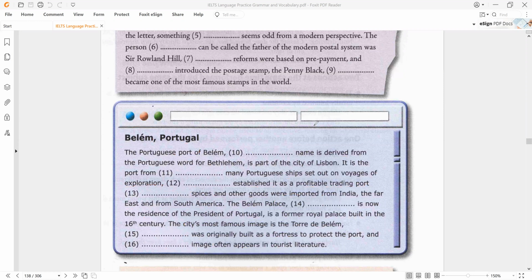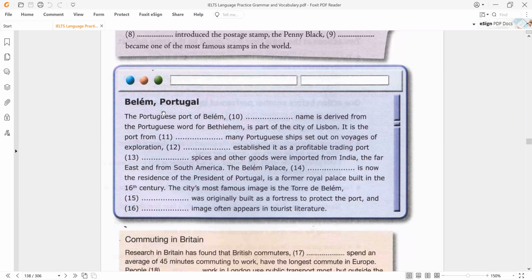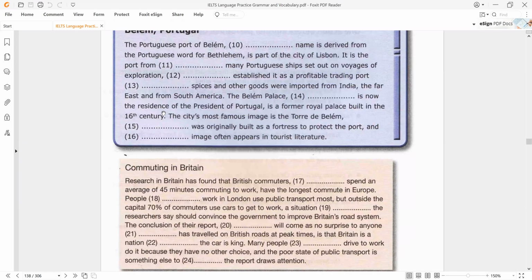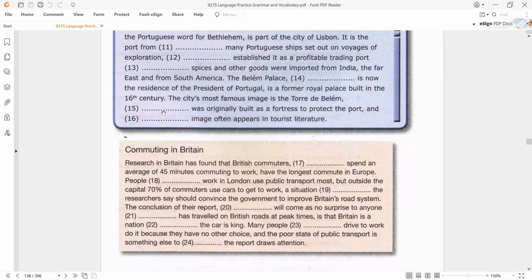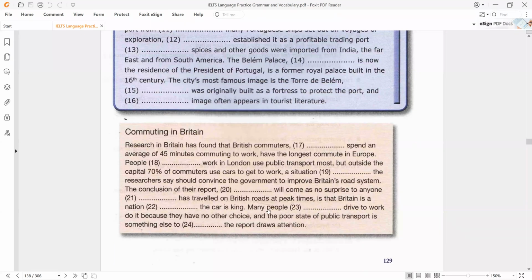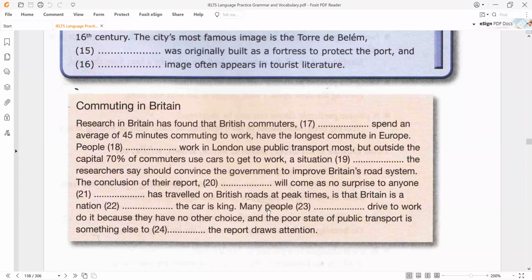Yes, so nice vocabulary. We say residence, fortress, Belam or Bethlehem. Belam. Now we are learning something. So Belam means Beit Lahem or Bethlehem in English. Yes, coming in, commuting, sorry, in Britain. Commuting in Britain.